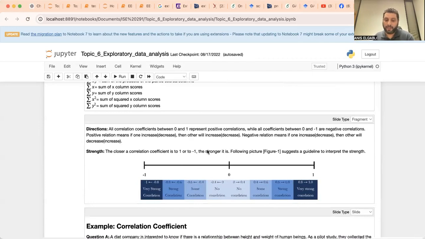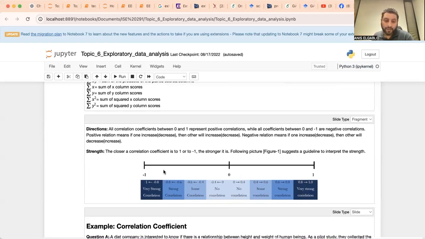It's described here. As we're moving toward 1, the correlation gets stronger. From 0 to 0.4, there is no correlation. From 0.4 to 0.6, there is some correlation. From 0.6 to 0.8, there is strong correlation. And from 0.8 to 1, there is very strong correlation. This is a positive correlation.